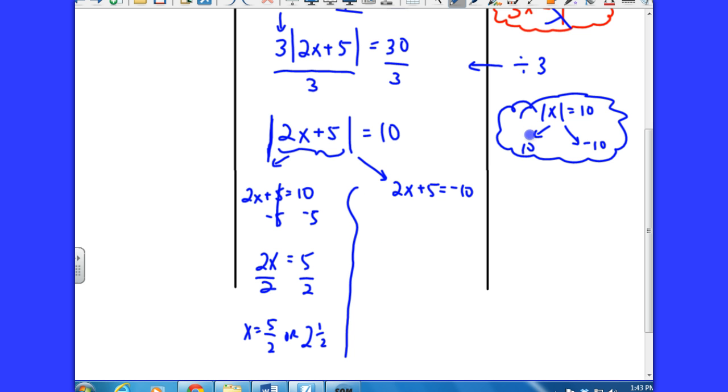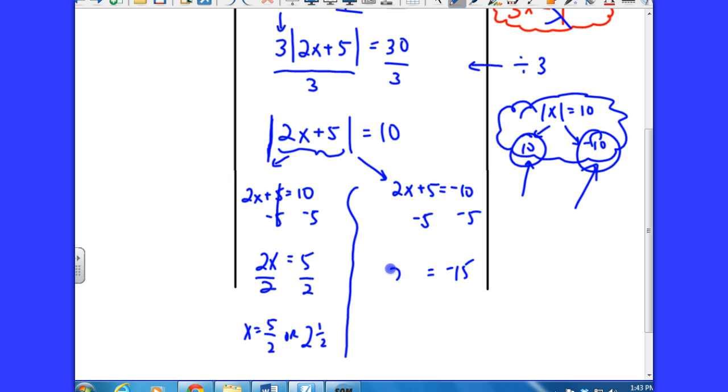But remember, that's the solution if inside the absolute value bar equals 10. But now we have to ask ourselves, what would it be to get negative 10 in there? And let's watch and see. We're going to add negative 5 again, right? You get negative 15 on the right.